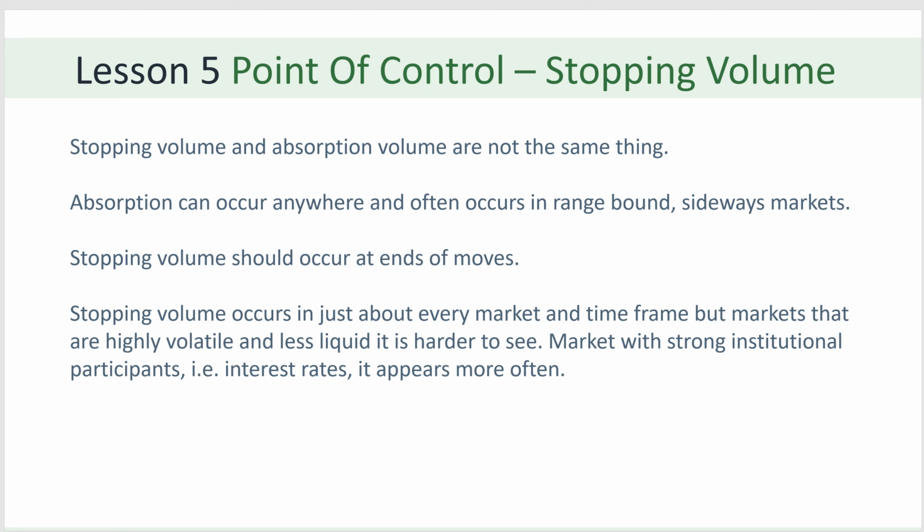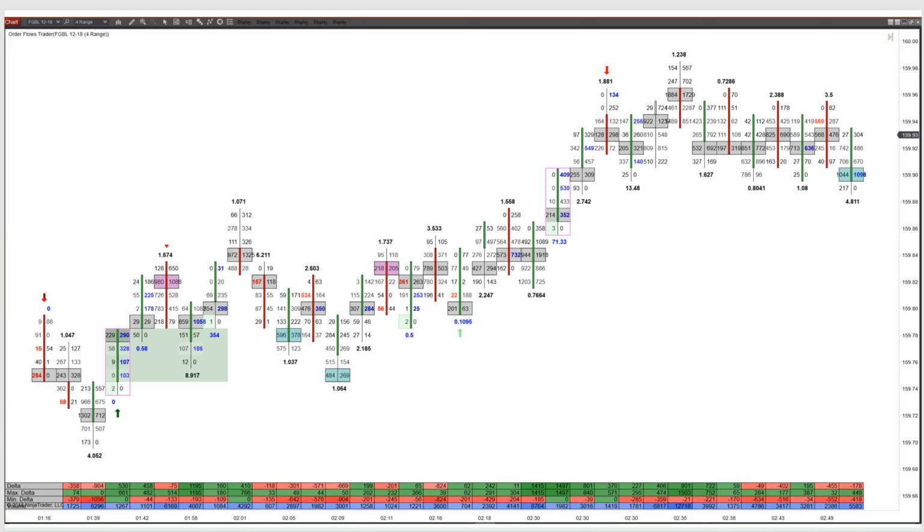Stopping volume occurs in just about every market and time frame, but in markets that are highly volatile and less liquid, it's going to be harder to see. If you're trading things like NASDAQ, that move around so fast, it's not going to be as clear as markets with strong institutional participants like interest rates. I think it appears more often, and it's cleaner, in markets with more volume as opposed to markets that just jump around all the time. NASDAQ can jump 5 ticks in a heartbeat, whereas bunds or bonds or 10 years are more methodical in their movements. Bunds, like I said, are a fantastic contract to trade.